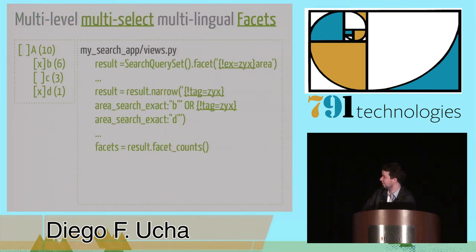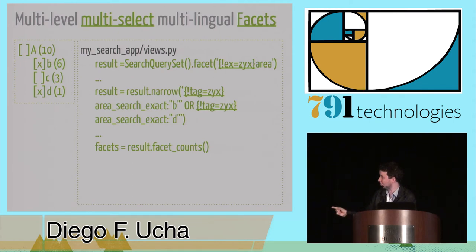For multi-select, we are using the tag EX for exclusion in Solr. They have this also in their documentation. Probably they don't have this in Haystack because this would only work for Solr and not for the other ones that Haystack works with. And for that we use the EX tag for declaring the facet.